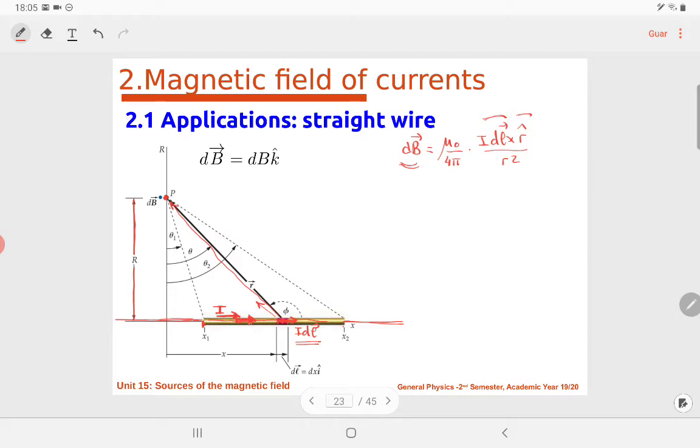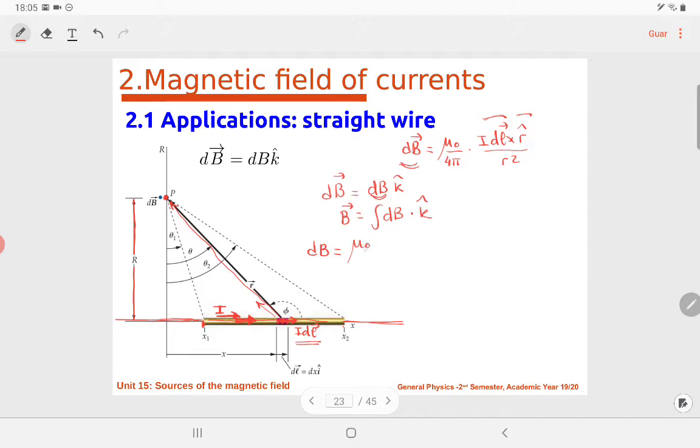Okay, here realize that all of the different elements of current are going to provide the same direction for the differential magnetic field. So in this case, we're going to be able to say that the total magnetic field is going to be equal to the modulus, and this is the direction, and that the total magnetic field is going to be really the integral of this in this direction. Okay, this is a simple case. So we can just focus on the modulus of this differential magnetic field. So let's focus on this modulus.